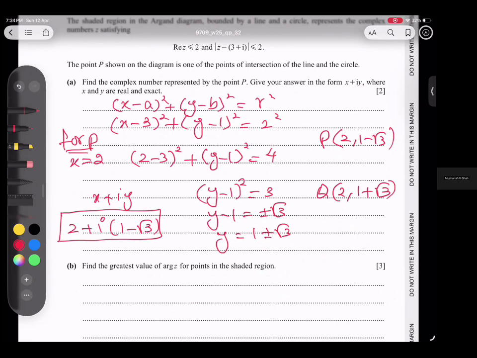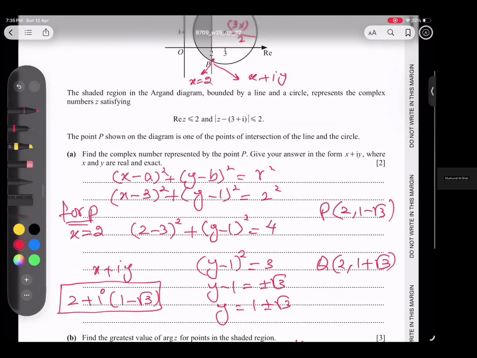Next part: find the greatest value of argument of z. What is the definition of argument, students? The shortest angle with the positive x-axis. This is the definition of the argument of z. But he's asking for the greatest value, the point which has the greatest value. So I'm writing here: angle with positive x-axis.